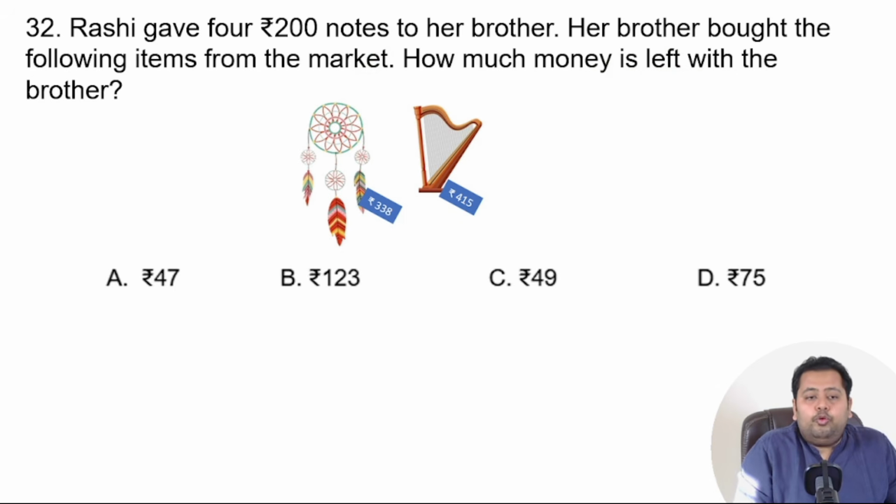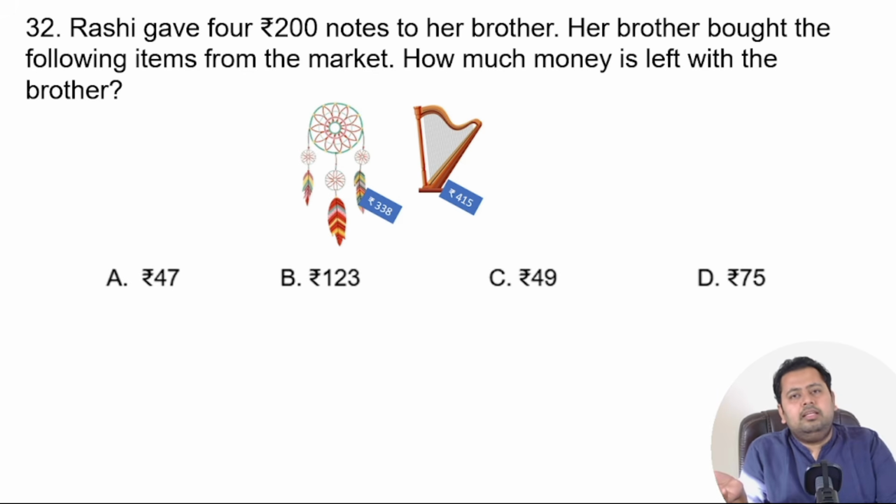Rashi gave 4 rupees 200 notes to her brother. So find out the total amount of money Rashi gave to her brother. Her brother bought the following items from the market. How much money is left with the brother, right? You have to find out how much money Rashi gave, and then subtract the total amount of money that was spent. You do the subtraction, you get the answer, right? So again, pause the video, solve it, and then we meet the other side.